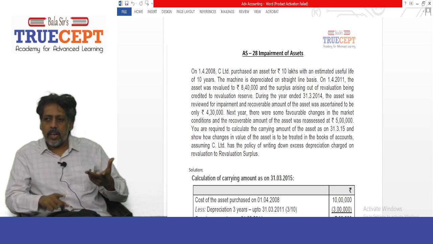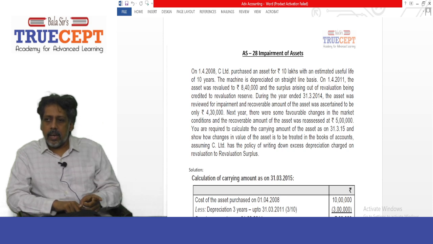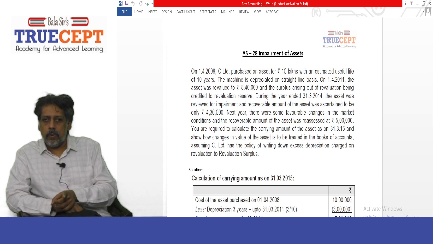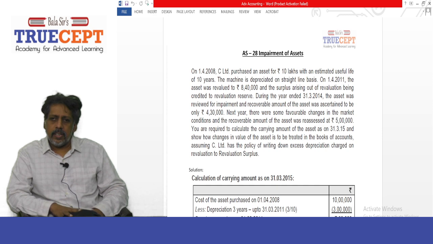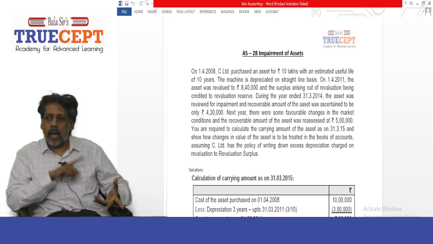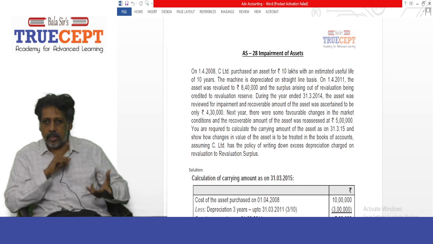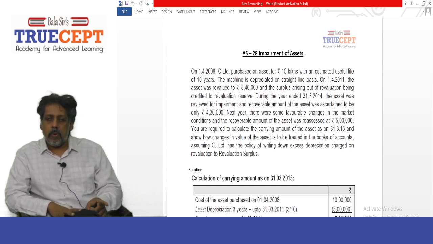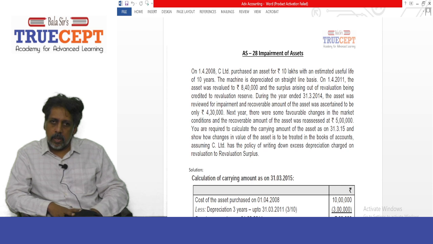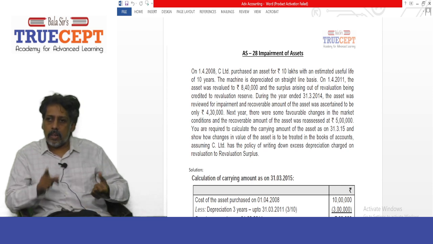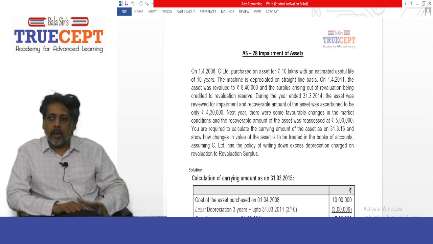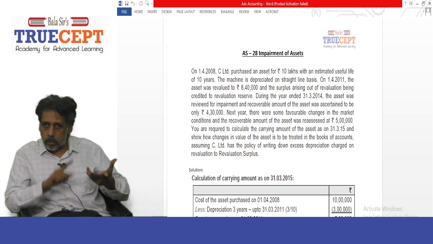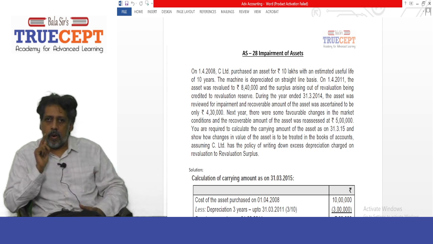So, what is 10 lakh minus 3 lakh? 7 lakh is supposed to be the book value. But what is the technical term? It's called the carrying amount of the asset after minusing the accumulated depreciation for 3 years. Because 7 lakh is supposed to be the asset's book value as on 31/3/2011, or I can say 1/4/2011 when the asset is revalued. Is that clear? And this 7 lakh rupees asset is revalued to rupees 8 lakh and 40,000.